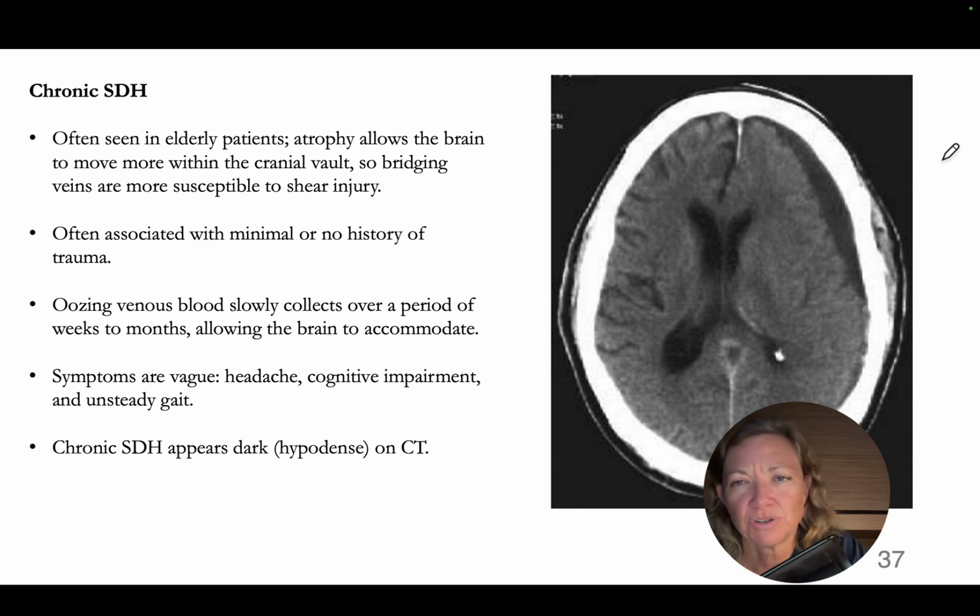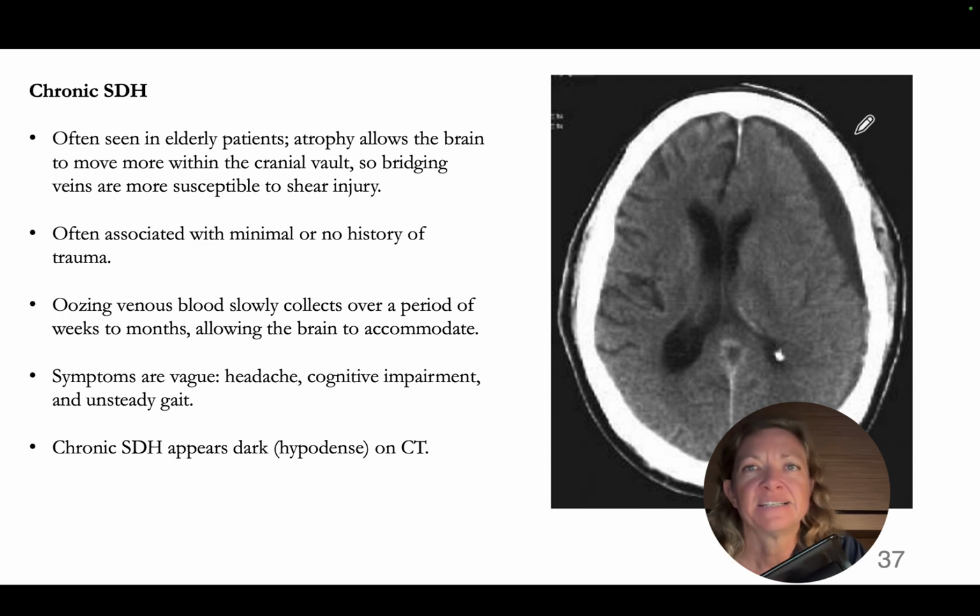Now, unlike an epidural hematoma, which is typically associated with a notable head injury, you can get a subdural hematoma with minimal or no history of trauma. Sometimes these little bridging veins just burst. And this bleed, again unlike an epi, collects slowly over a period of weeks to months.